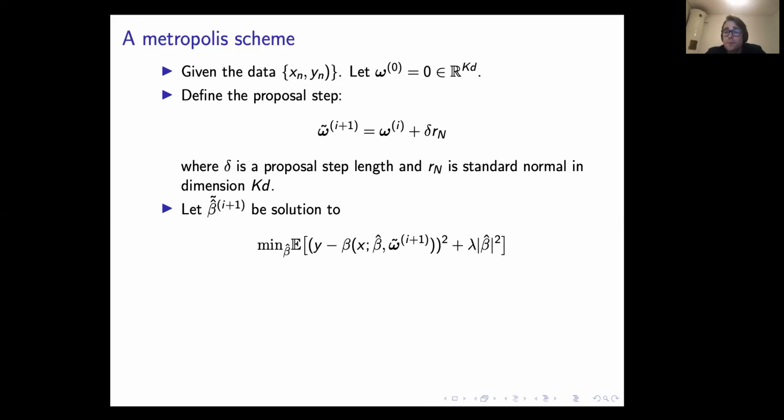You solve the convex problem, minimizing for beta hat. This is the proposed amplitudes.